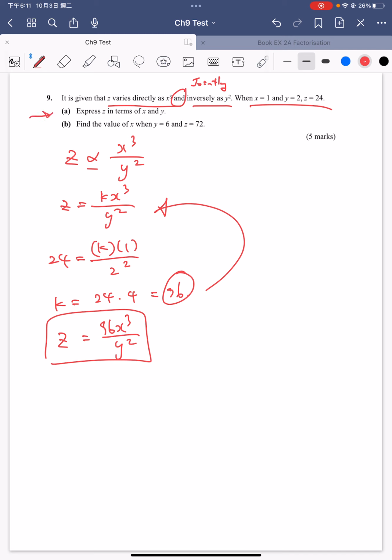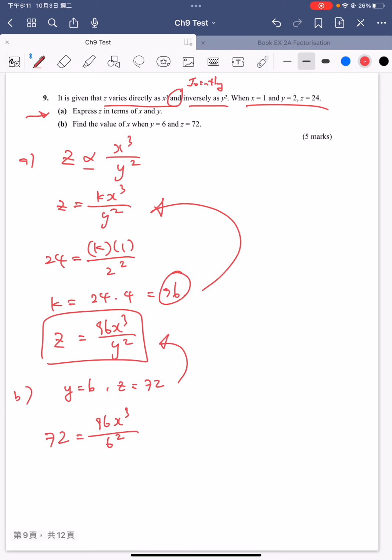So that's for question A. We express the z in terms of x and y. So for question B, they want the value of x when y is equal to 6 and z is equal to 72. So we substitute y equal to 6, z equal to 72 into our equation here. Then we have 72 is equal to 96x cubed divided by 6 squared.